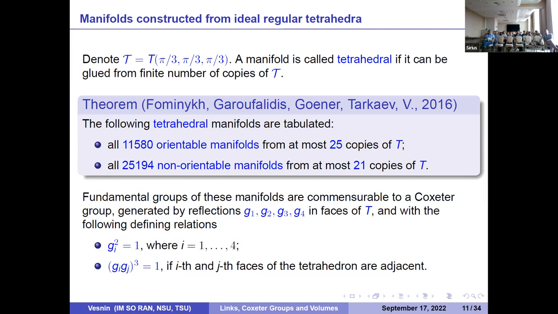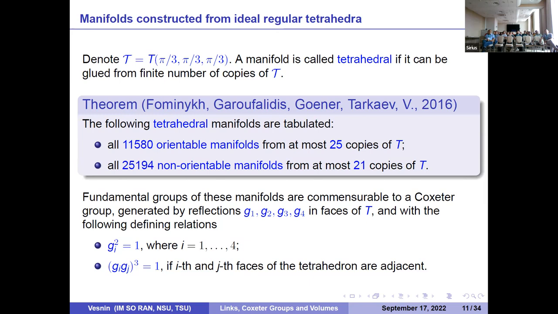So we can obtain a lot of manifolds with nice properties, which can be constructed from ideal regular tetrahedra. Automatically, you get a whole structure on them that you can study. And all the coordinates of these manifolds are available online.